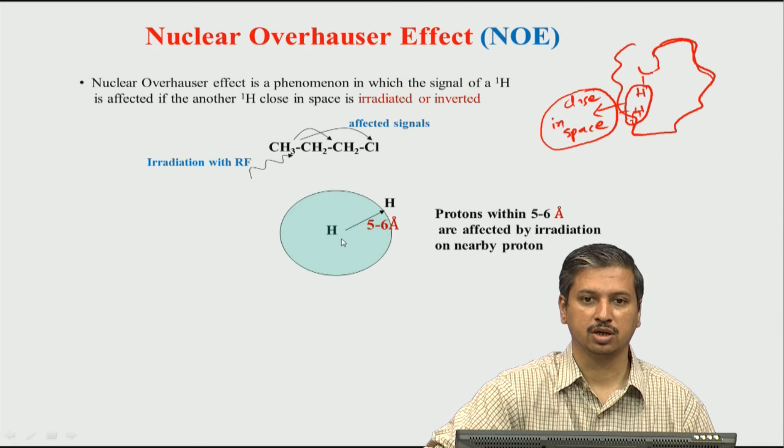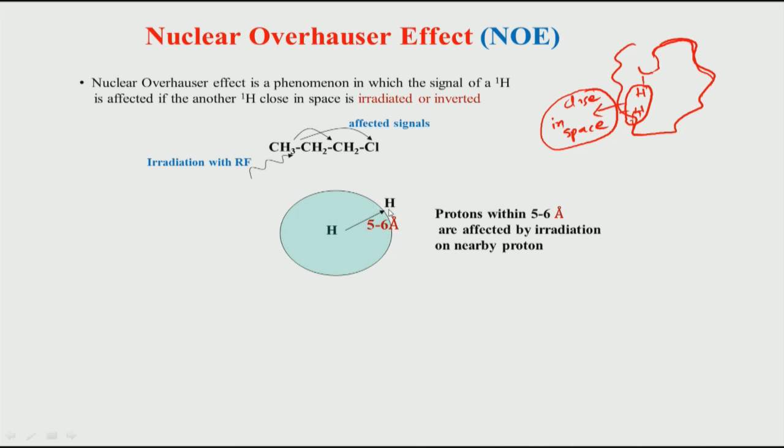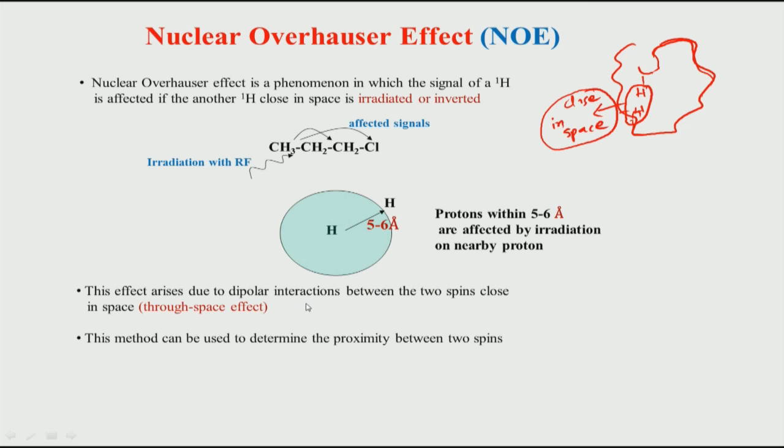So, this is what is shown. If I have a hydrogen, any other hydrogen in the sphere within a radius of 5 to 6 angstroms will be affected by irradiation of the nearby proton. So, this proton will be affected if this is perturbed, or vice versa. This hydrogen will be affected if anything in its vicinity of 5 to 6 angstroms is perturbed. Okay. So, this is a major point: it is a through-space effect, and the effect, as I said, arises due to dipolar interactions between two spins which are close to each other.